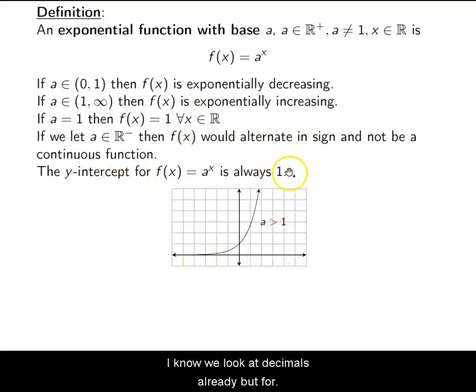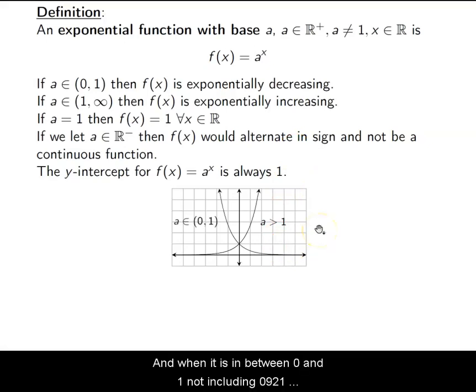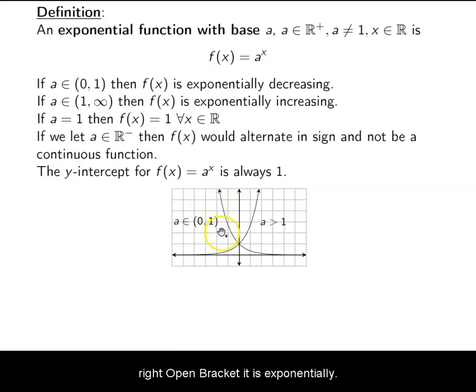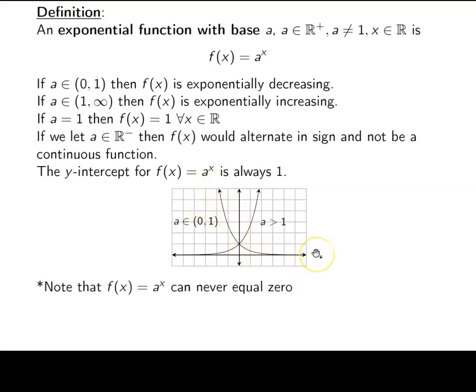So I know we looked at Desmos already, but for our presentation here, I have another graph, right? So when a is larger than 1, our function is exponentially increasing. And when it is in between 0 and 1, not including 0, not including 1, right, open brackets, it is exponentially decreasing. Okay. So again, note that my function is never actually 0.